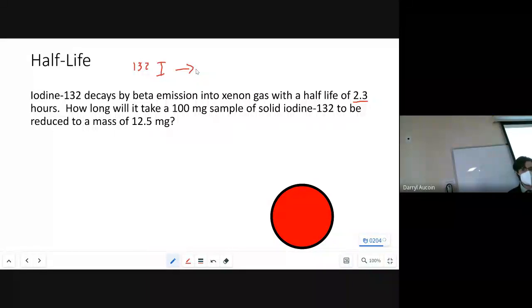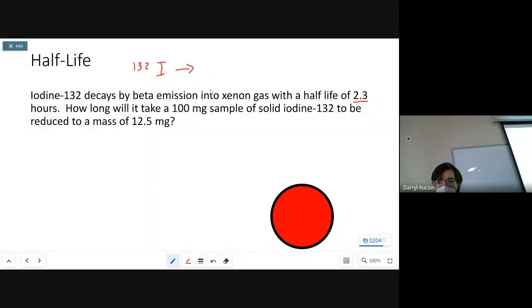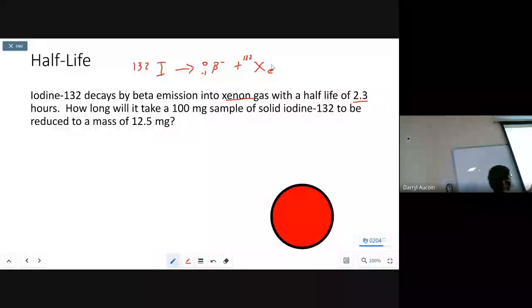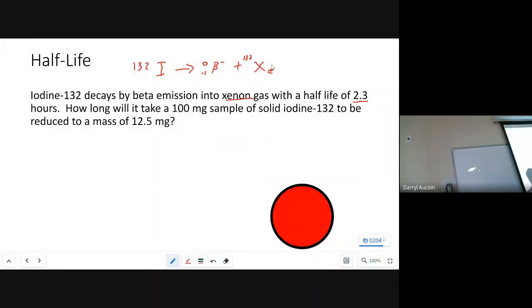But we got this iodine right here, and they're telling us it gives off betas. So betas are 0, -1 with a little b minus symbol here. And they also told us it broke down into xenon gas, so that's just going to be Xe. It's iodine-132. Beta's masses don't change, so we don't need to write the nuclear equation there, but it never hurts to have it, just to help keep track of things.